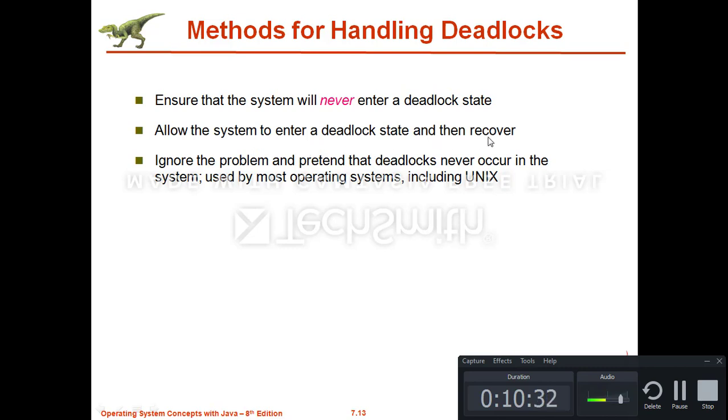We can recover it. Or ignore the problem and pretend that deadlock never occurs in the system, which is used by most of the operating systems, including Unix. This means even if deadlock occurs, we pretend that deadlock has not occurred and it has not created any problem for me. And most of our operating systems do this only.